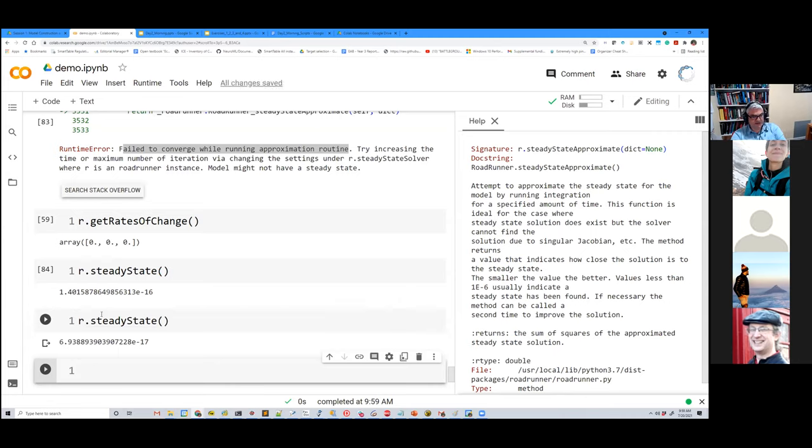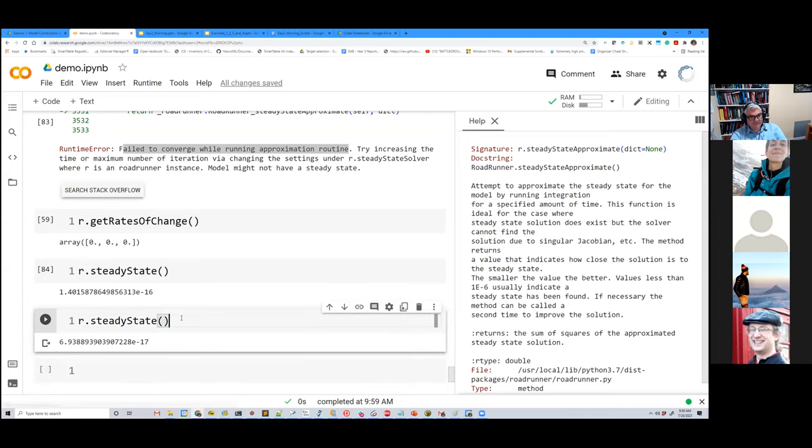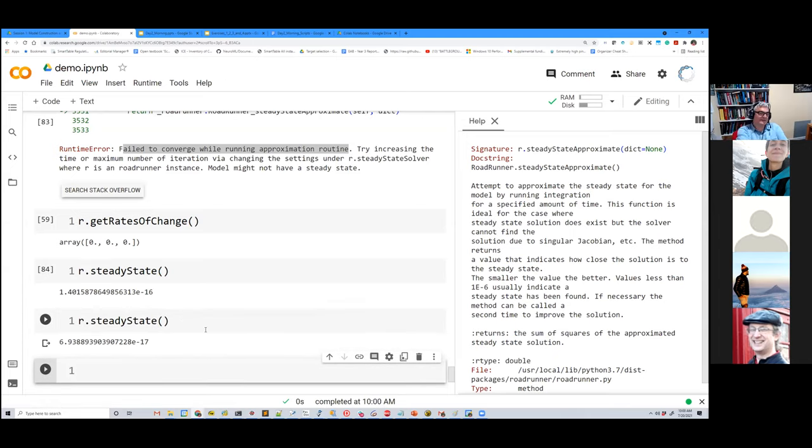No, just 10 times better though. Okay. And in fact, if I do it again, that's as far as it gets, I guess. So if you're having problems finding the steady state, you can repeatedly run it and hope that it'll get better and better. All right.